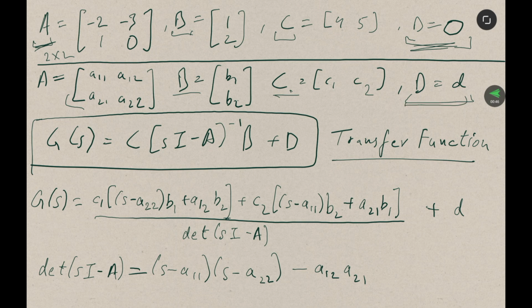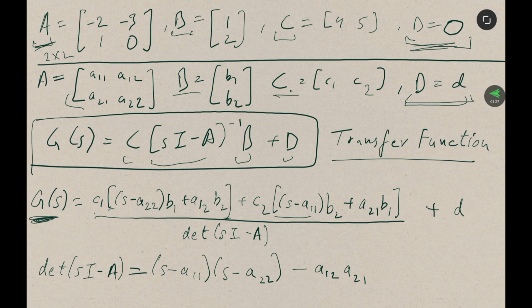So we know the formula of the transfer function, that is C times the inverse of this sI minus A times this B matrix plus D. So without any matrix multiplication, we can further solve this G(s), and that is equal to the product of C1 times (s minus A22) times B1 plus A12 times B2, plus C2 times (s minus A11) B2 plus A21 times B1.